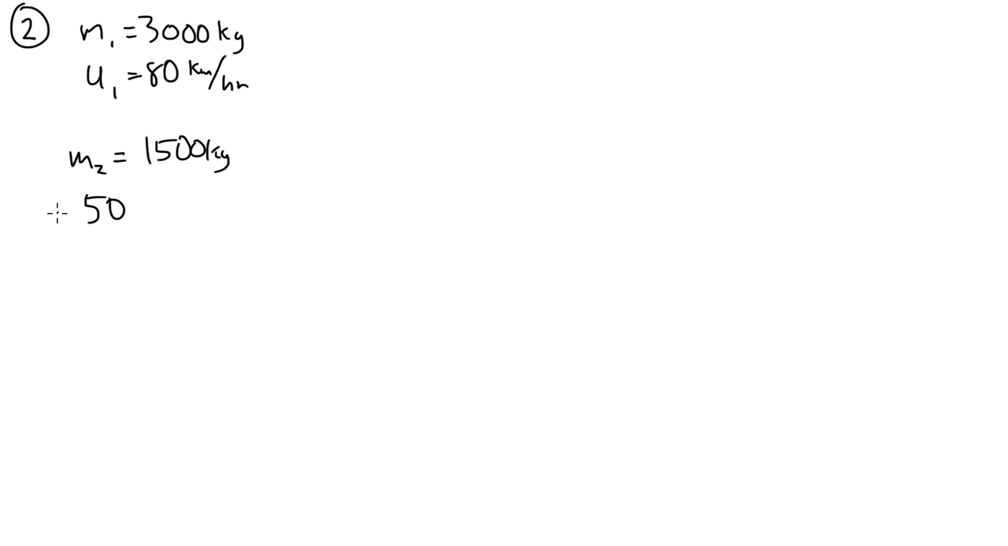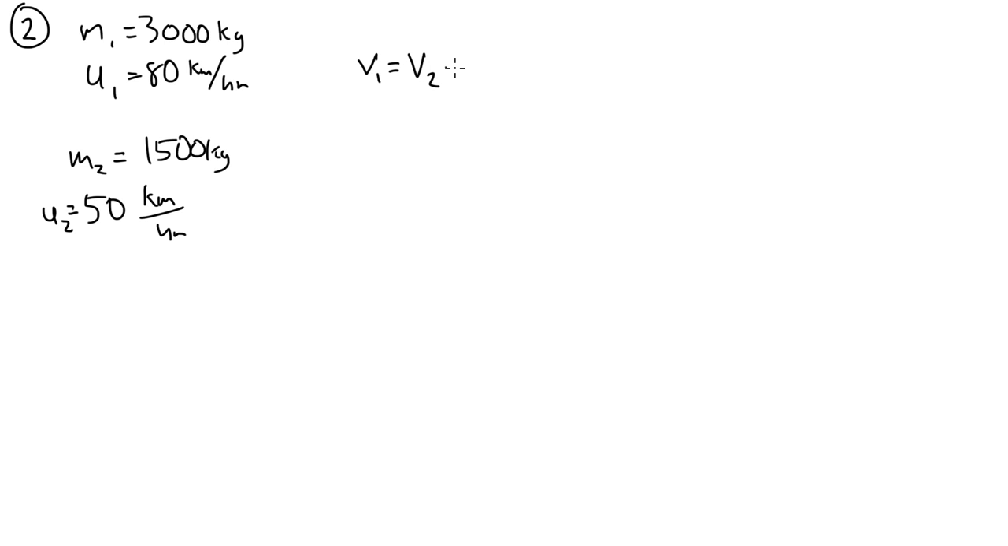And they are going at, u2 is 50 kilometers per hour. And so we want to find the change in the truck speed and the change in the car speed. So this is an inelastic collision. They stick together, which means our second condition here is v1 equals v2. So remember, for any collision, conservation of momentum is always true. And then the elasticity of the collision gives you the other equation that you can use to solve.